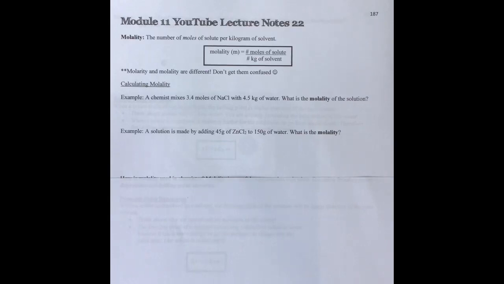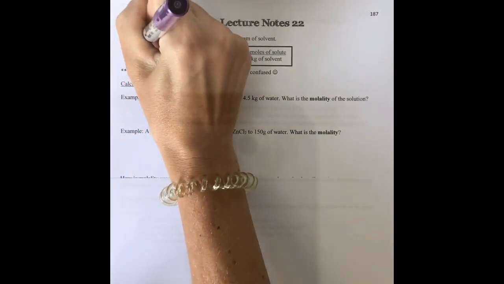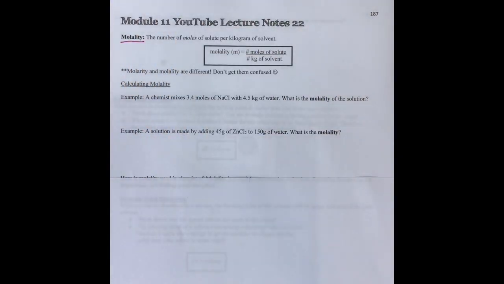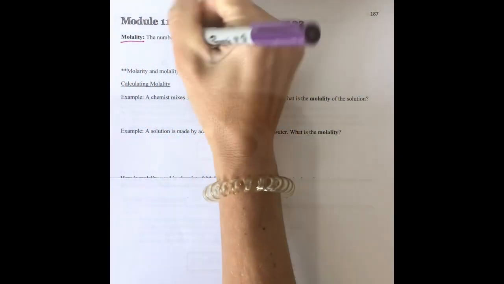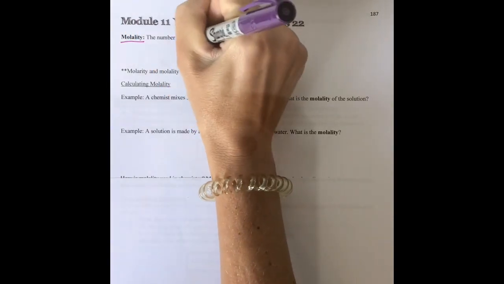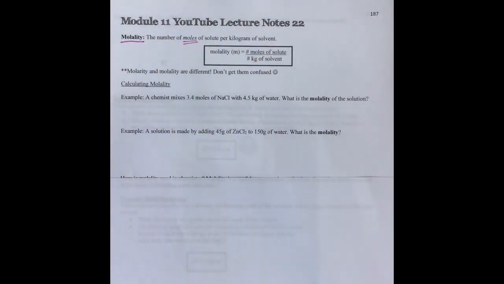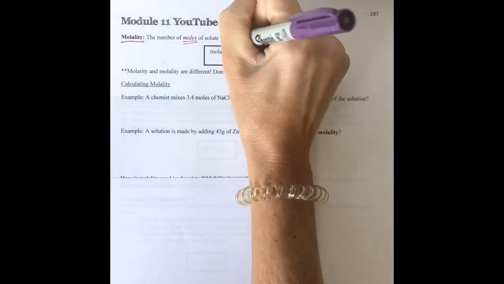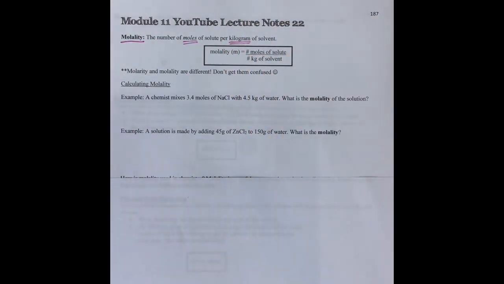This is Module 11, Lecture Notes 22. Today we're going to start our lecture by introducing a new formula to you. This one is called molality. It is the number of moles, think molality, moles, of solute per kilogram of solvent.